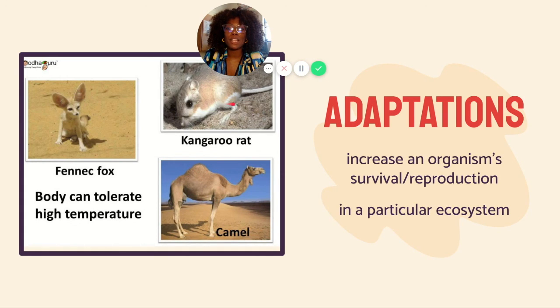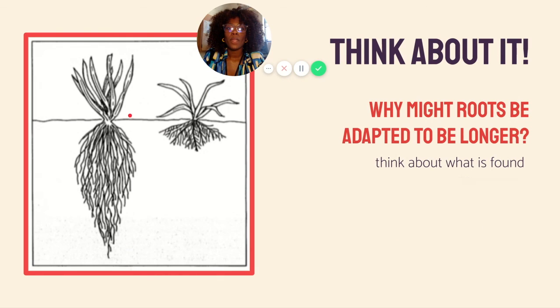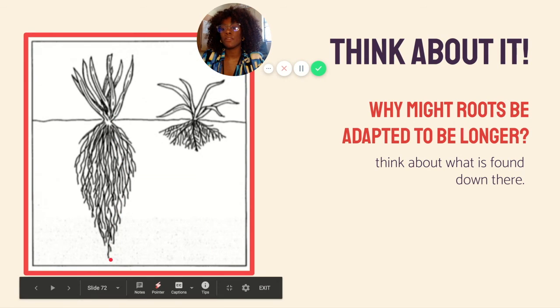The camel has things stored in its hump that help it. The kangaroo rat has increased loops in its kidneys. Think about it. I'm not going to give you the answer to this, but we know that some plants have long roots and other plants have short roots. Why might some plants' roots be adapted to be longer? What is down here that they might want to tap into and get?